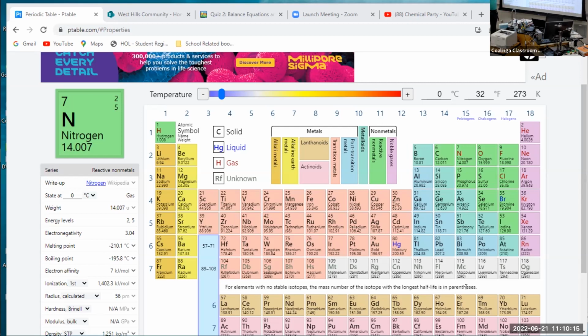Group 1 metals only need to get rid of 1 electron to be like a noble gas. Group 2 metals want to get rid of 2 electrons to be like a noble gas. So these guys are always going to have a +2 charge when they form ions, and these guys are always going to have a +1 charge. +2, +1.